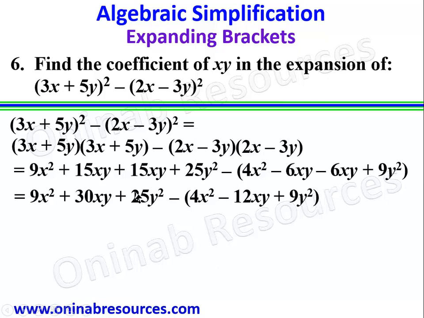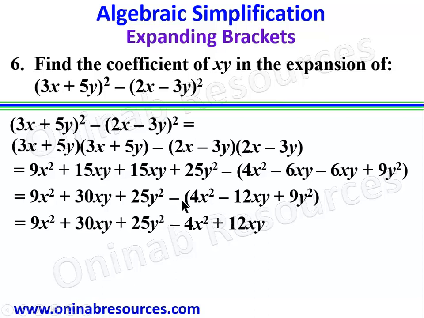So here we now remove this bracket with this negative. I said we are going to treat it as negative 1. So maintaining 9x squared plus 30xy plus 25y squared. Negative 1 times 4x squared gives negative 4x squared. Negative 1 times negative 12xy gives positive 12xy. Negative 1 times positive 9y squared gives negative 9y squared.